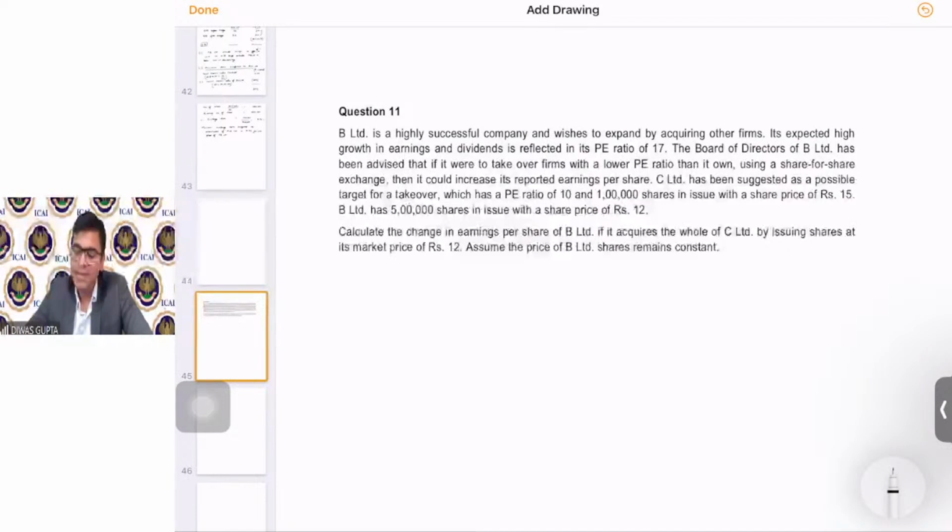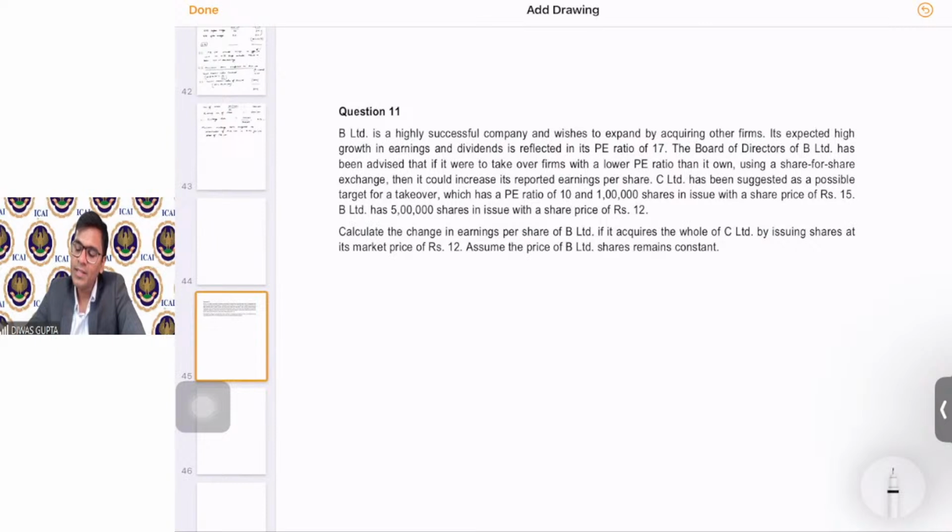B Limited is a highly successful company and wishes to expand by acquiring other firms. It expects high growth in earnings and dividends, reflected in the P/E ratio of 17. Since the P/E ratio of 17 is very high, it means higher growth is expected in the years to come. The board of directors of B Limited has been advised that if it were to take over firms with a lower P/E ratio than its own, using a share for share exchange, then it could increase its reported earnings per share. And so this has been informed to them.